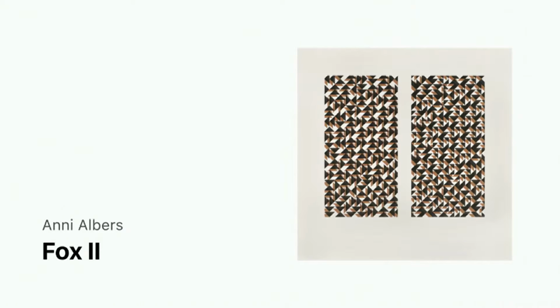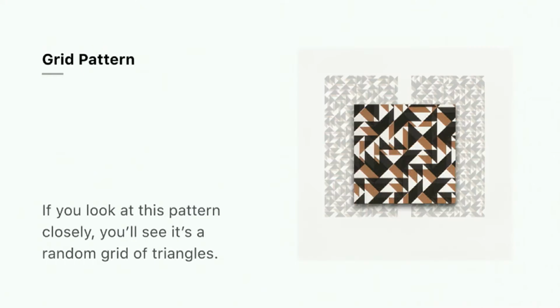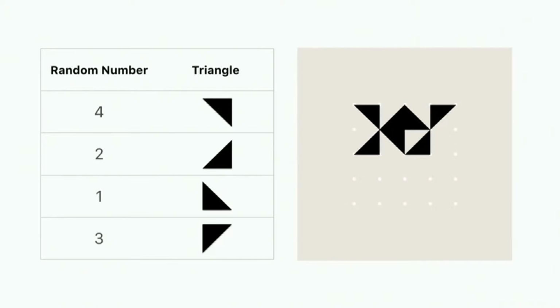The second piece I'd like to talk about is called Fox2 by Anni Albers. Now, if you look at this pattern closely, you'll see that it's a random grid of right triangles, and they come in 1 of 4 orientations here. Now, with this knowledge, we can create a simple function that generates a random number between 1 and 4, and based on that number, we output some corresponding triangle, like so.